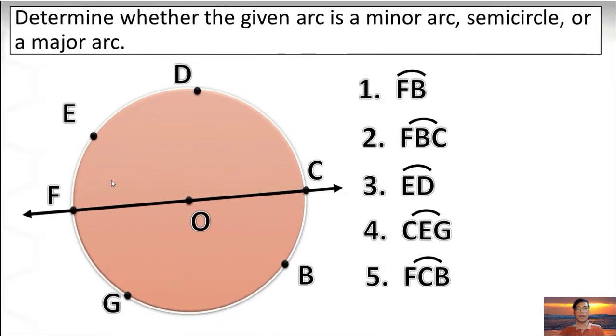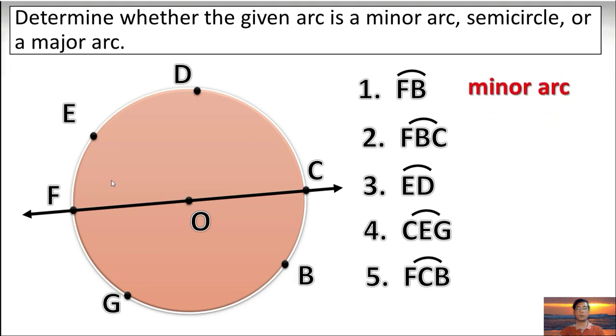Okay, so practicein natin yung 3 kinds of arcs na na-discuss. Determine whether the given arc is a minor arc, a semicircle, or a major arc. Number 1 is arc FB. So, ayun, si arc FB. Arc FB, since mas mababa siya or less than that of the semicircle, number 1 is a minor arc.